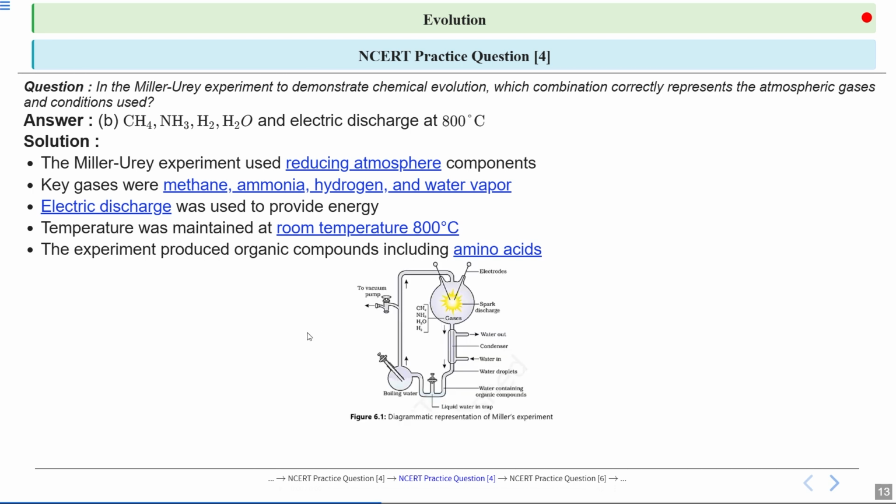So this is the setup that was used by Miller. In this bigger flask, he introduced all these gases. There was no oxygen. Oxygen was removed with the help of a vacuum. Then using this electrode, electrical discharge was created. This is a condenser, a water-based condenser. And he observed the formation of amino acids.